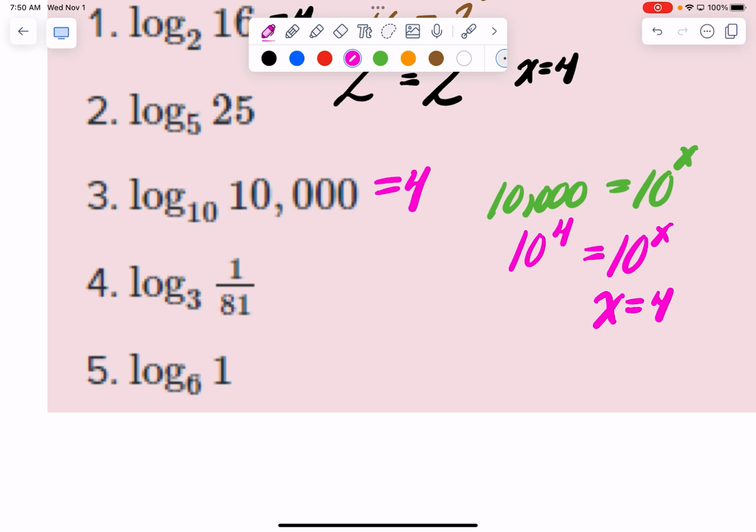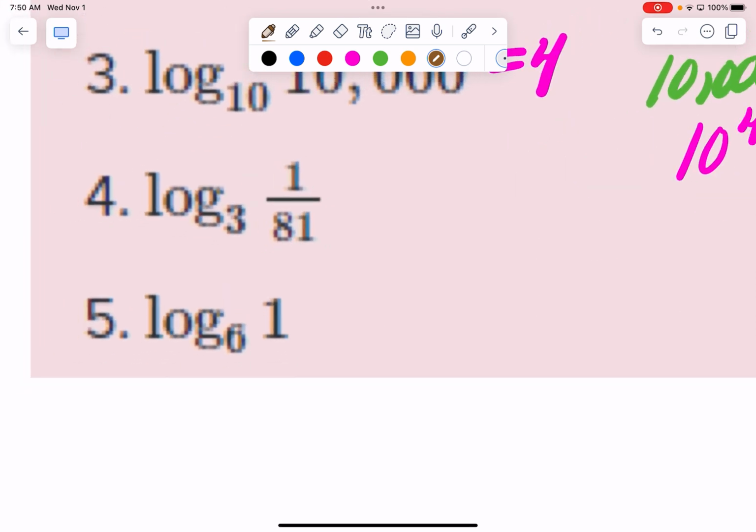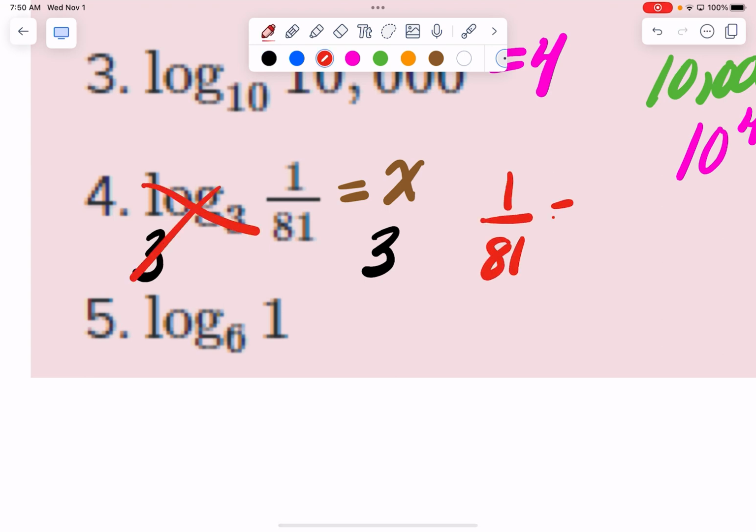Let's do one with a fraction, number 4. Once again, it says calculate the logarithm. They want me to do it by hand if they ask me to do it with the definition of a logarithm. So we set it equal to x. We then undo log base 3 with a base 3. Base 3 and log base 3 cancel out. So we have 1 over 81 equals 3 to the x power.